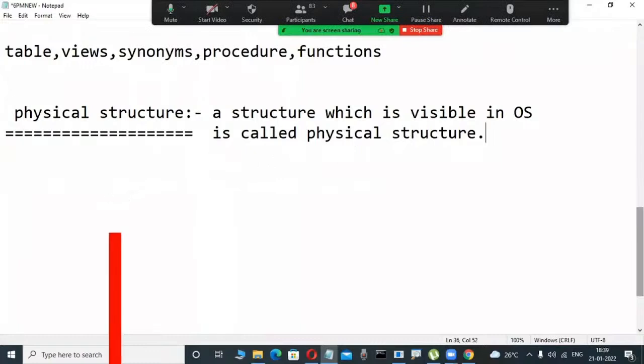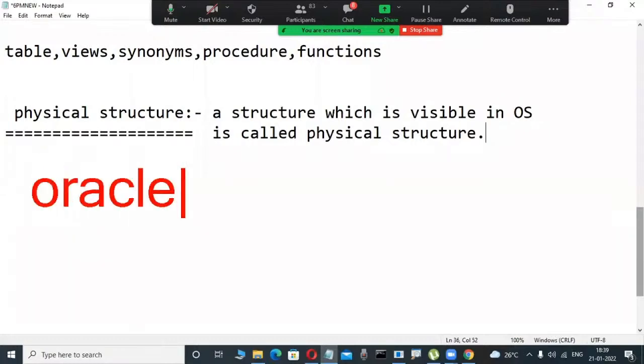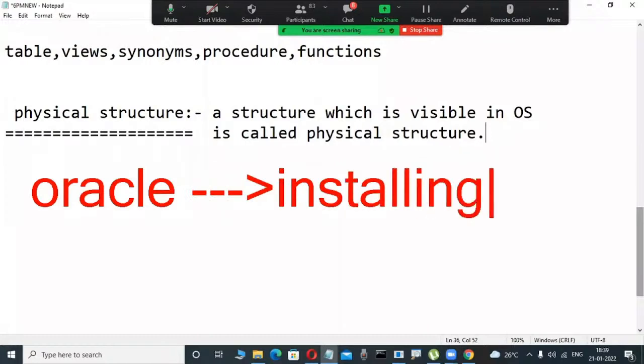Suppose I am installing software, you are installing software, and some physical files are created in the disk. Suppose PowerPoint, MS Access, Word, anything we are loading, physical files are created. Same like that, Oracle is a relational database software. MySQL, SQL Server, we are installing, for example. Whenever I'm installing Oracle, automatically some physical files are created.